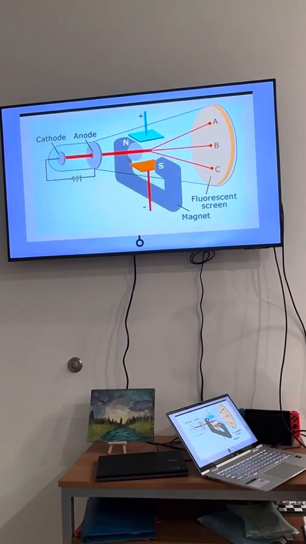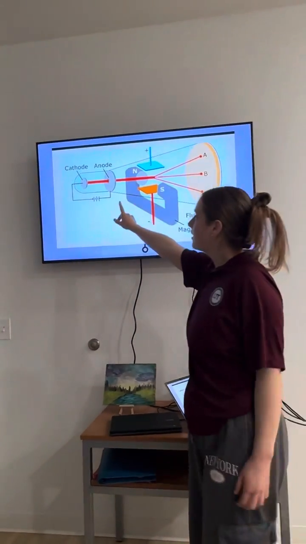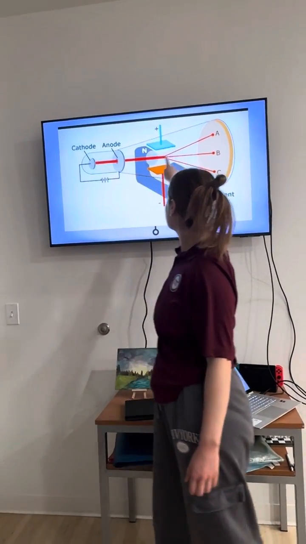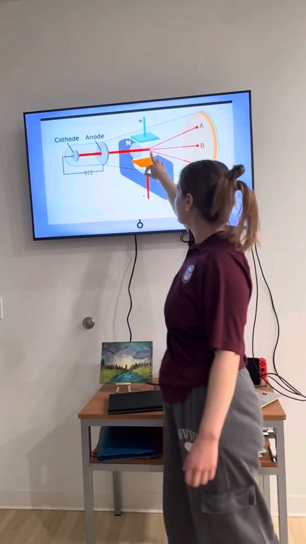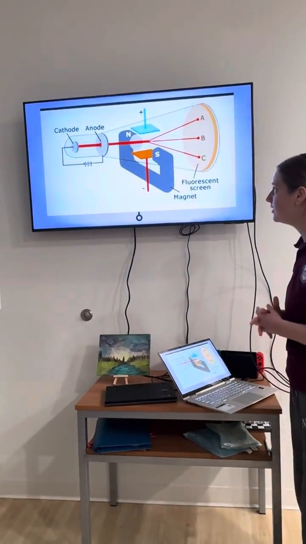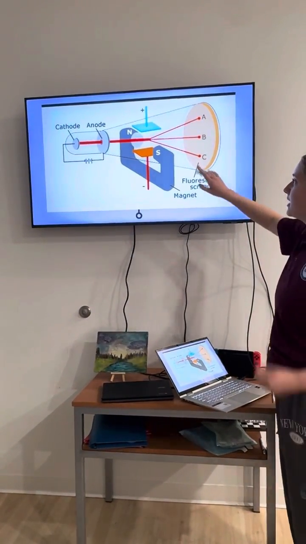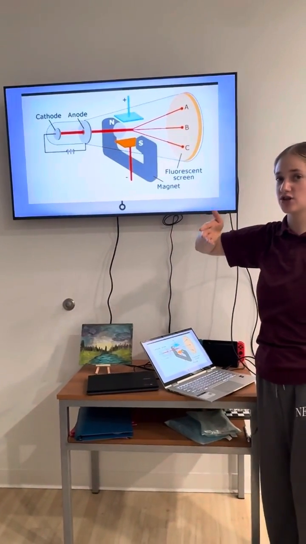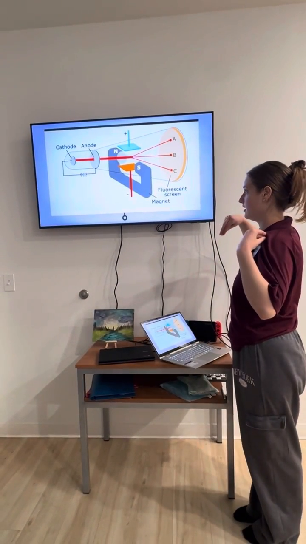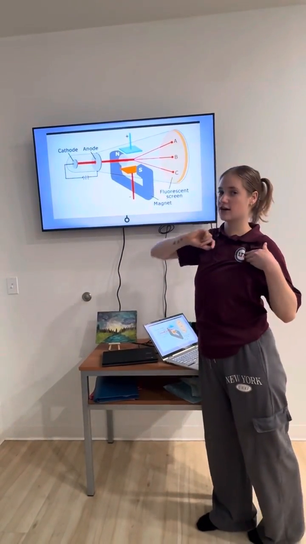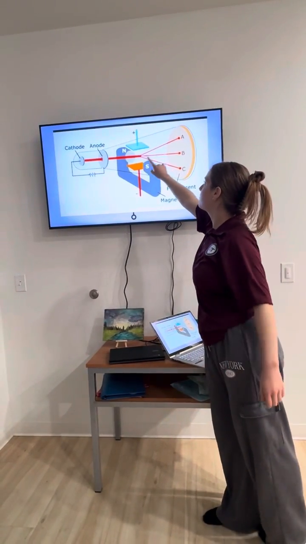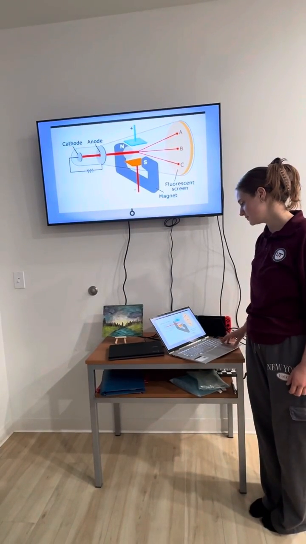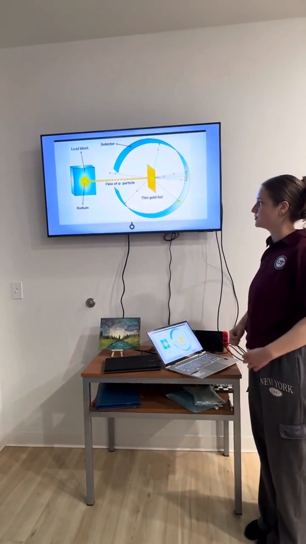So this is the cathode ray tube experiment. Basically, he used a light source and shone it through a magnetic field. In order for the light to bend towards the positively charged part, there had to be negatively charged particles in the atom. So that's how we were able to discover electrons, because it bent towards the positively charged part of the magnetic field.